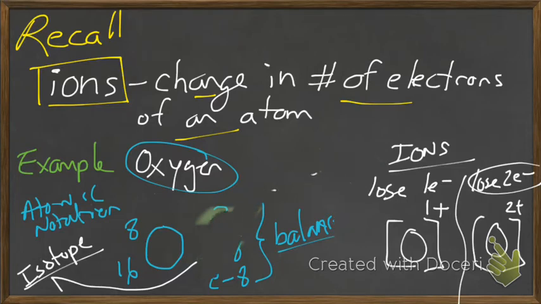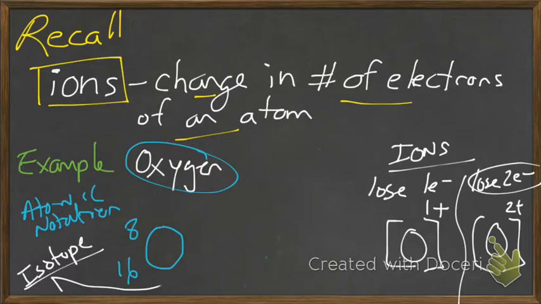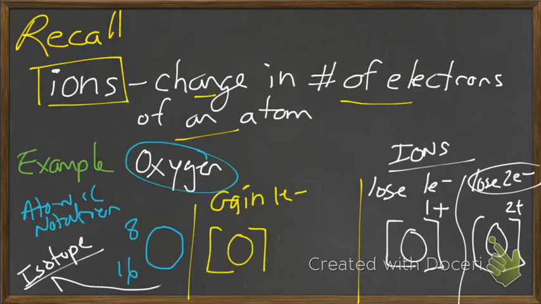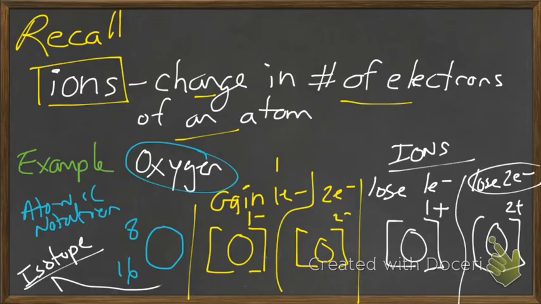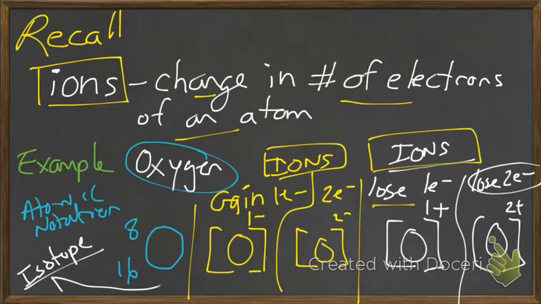Let me erase all this. I'll write this in yellow instead. If we gain 1 electron, my charge is now -1. If I were to gain 2 electrons, my charge would now be -2. So these are both ions of oxygen. The difference is you've either lost electrons, becoming more positive, or you've gained electrons, becoming more negative. Okay? We have to distinguish between those two.